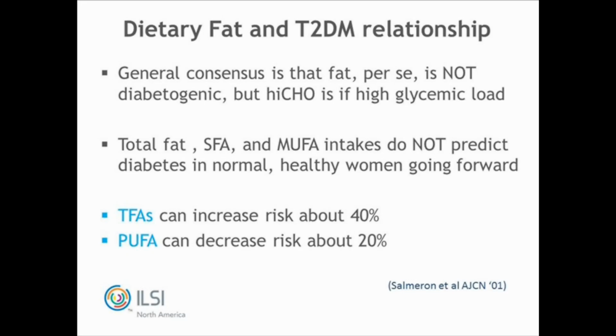And all this comes from Salmeron et al., the Nurses' Health Study. And I always like to say that 80,000 women can't be wrong. So that shows that, again, you can't pinpoint saturated fatty acids per se as a diabetic risk, and MUFAs don't seem to help much. But on the other hand, trans fatty acids are associated with risk. I think there's a lot of mechanistic data now to show why that might be.